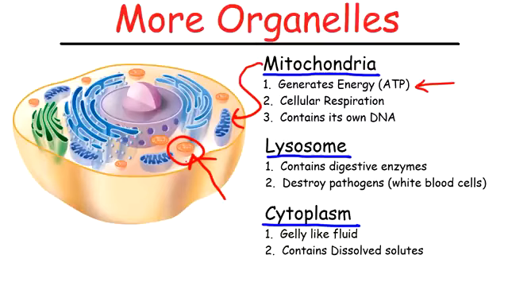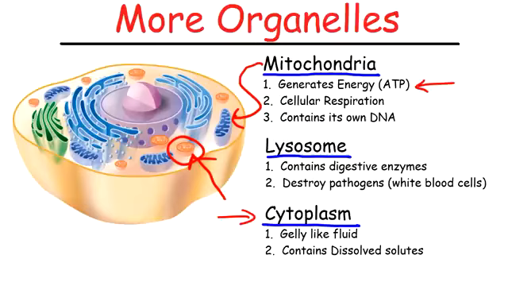It contains digestive enzymes, and in white blood cells, it can also destroy pathogens. When a white blood cell engulfs a pathogen in a process known as phagocytosis, the lysosomes in those white blood cells can break down those pathogens or disease-causing agents into smaller stuff that can be used or recycled by the cell.